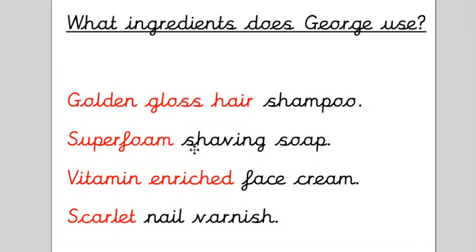He used the Golden Gloss hair shampoo, the Super Foam shaving soap, vitamin enriched face cream, the Scarlet nail varnish. He also used brown paint. He also used, well, there's many other things. And what I've done here is I've put in red the adjectives that he's used. So it's Golden Gloss hair shampoo. I'm sure if George used different hair shampoo, it wouldn't have had the same result, as he found out with all the other medicines that he made.